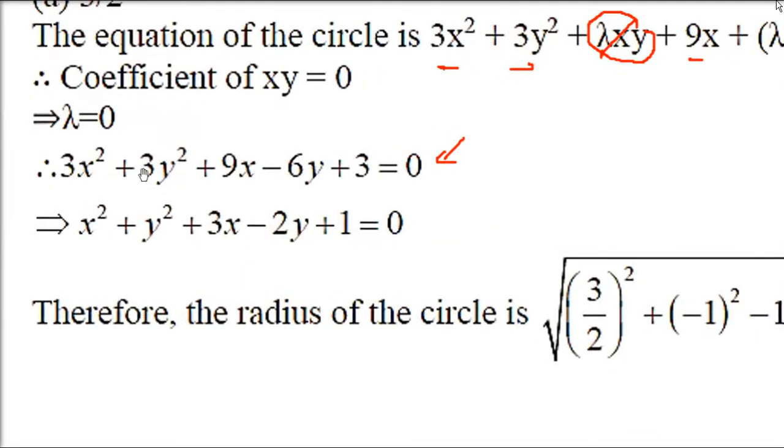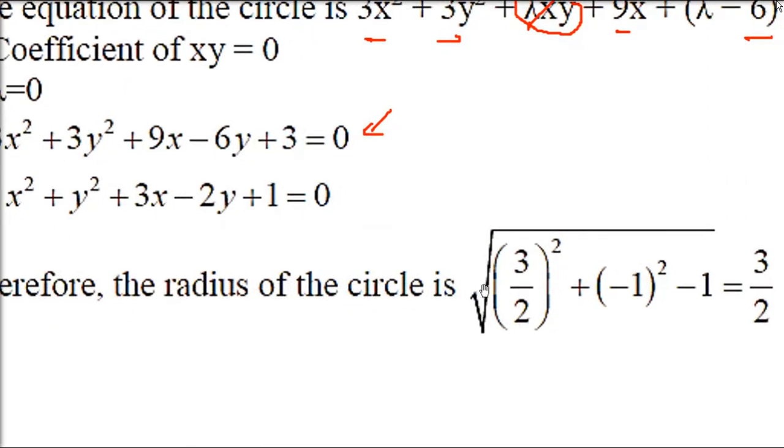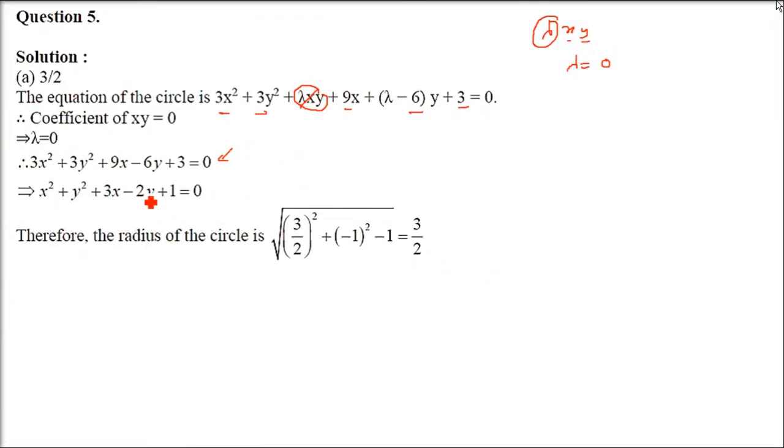Whenever we have to find out the center or the radius, we have to make the coefficient of x square and y square as unity. So divide the whole equation by 3 first. So what do you get? x square plus y square plus 3x minus 2y plus 1. Now equate 3x with 2gx, equate minus 2y with 2fy. You'll get g and f. C is already there, 1. g square plus f square minus c, so you get 3 by 2. Option A is the correct answer.